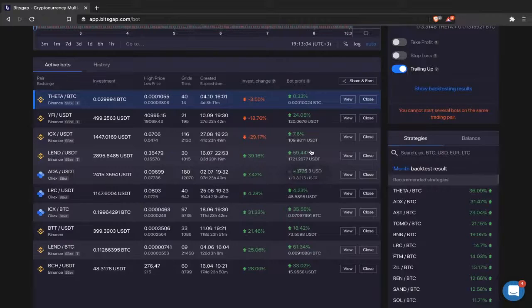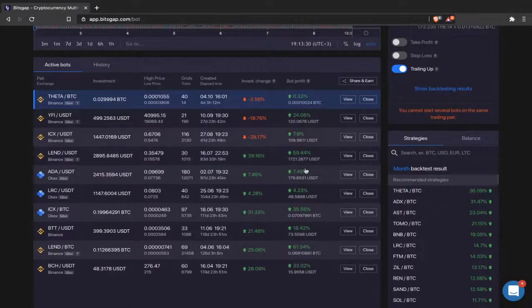It doesn't take into account the volatility of the base currency, because if we take how the value of the base currency has changed, then we have to look at the investment change. And in this case, the investment change is less. It's 39%, because it turns out that at some point when the bot was trading, it has diminished in value. So that's why we have investment change lower than the bot profit.